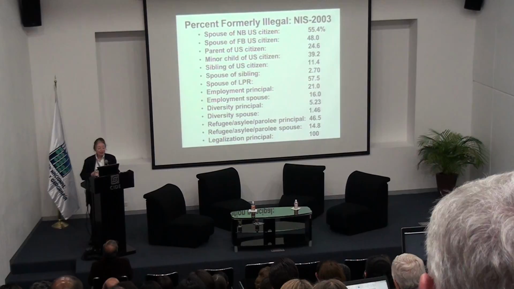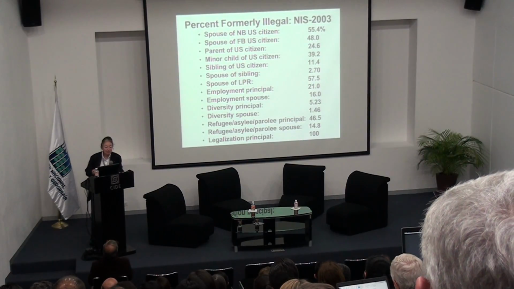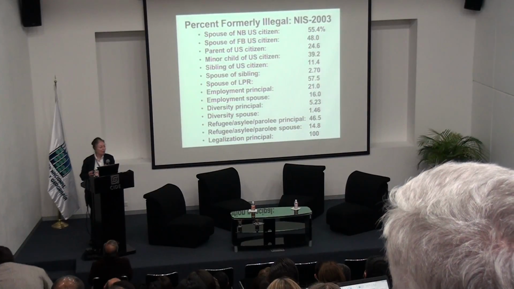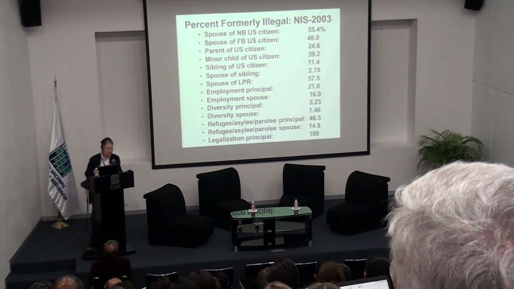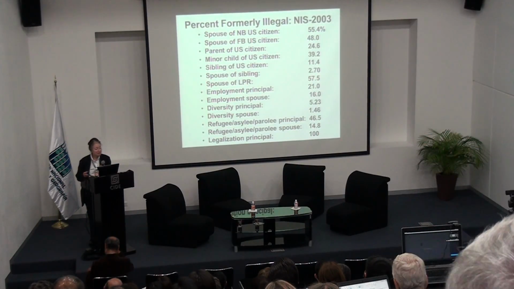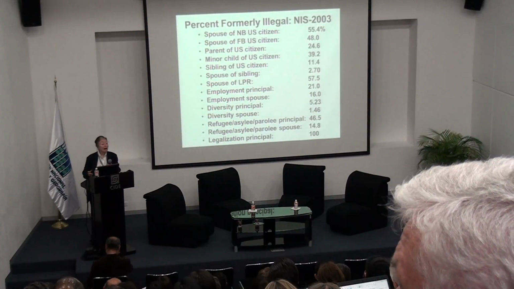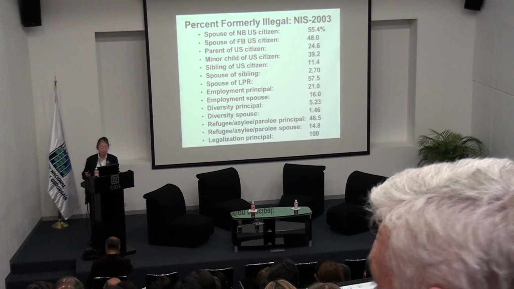This just pulls together the percent formerly illegal by visa status. So you can see that among persons who get their green cards by marrying a U.S. citizen, that's far and away the largest group. Half, around half, have previously been illegal.